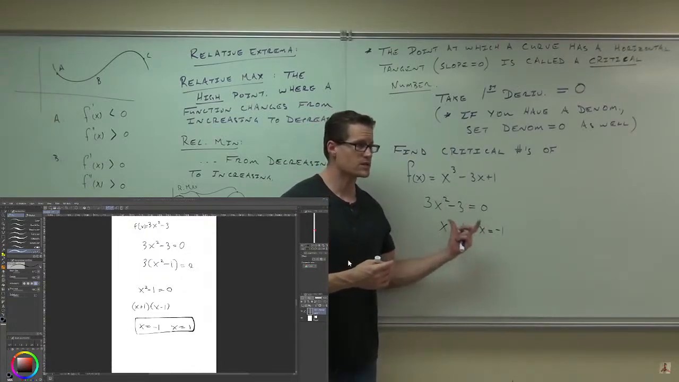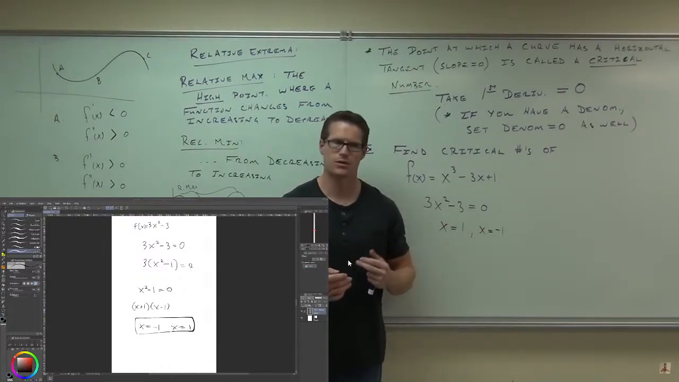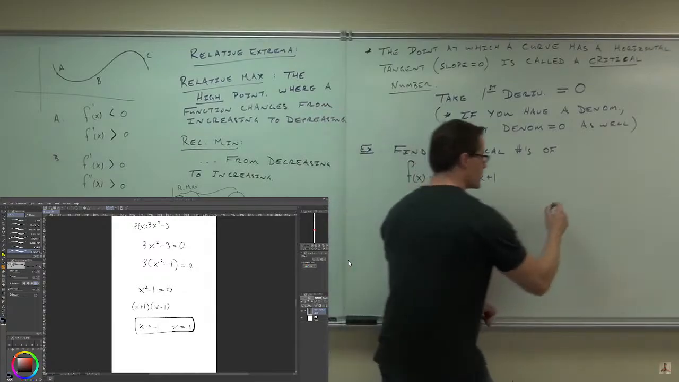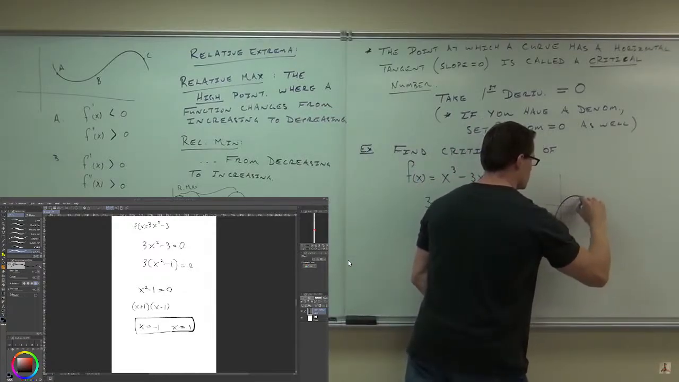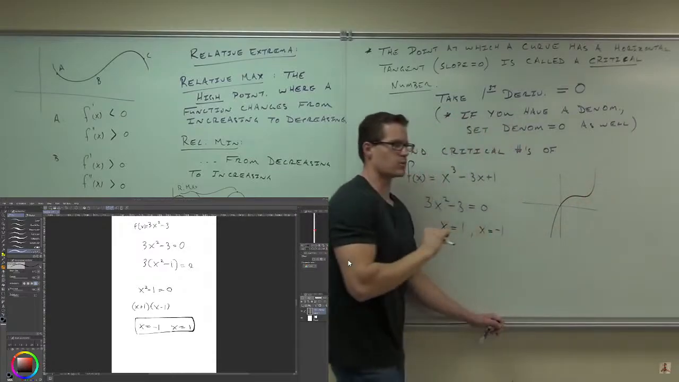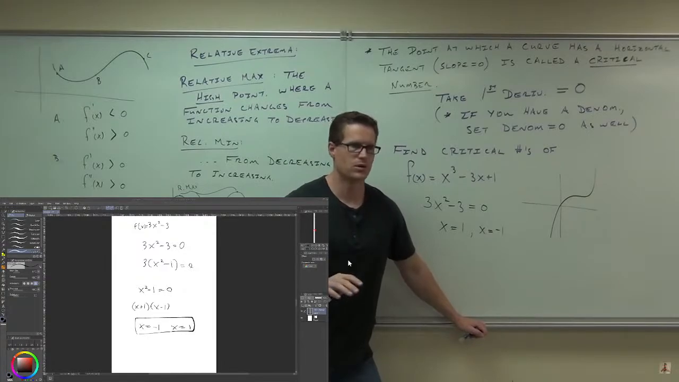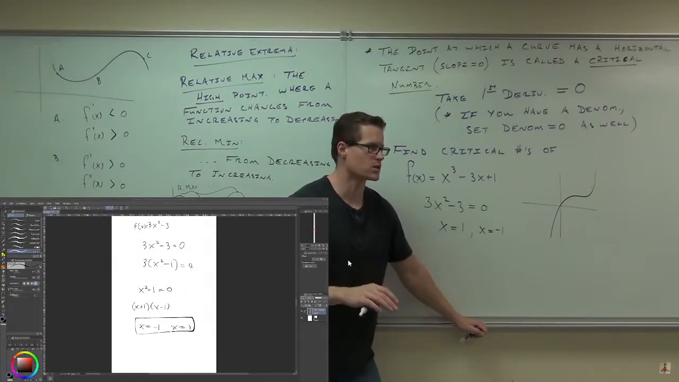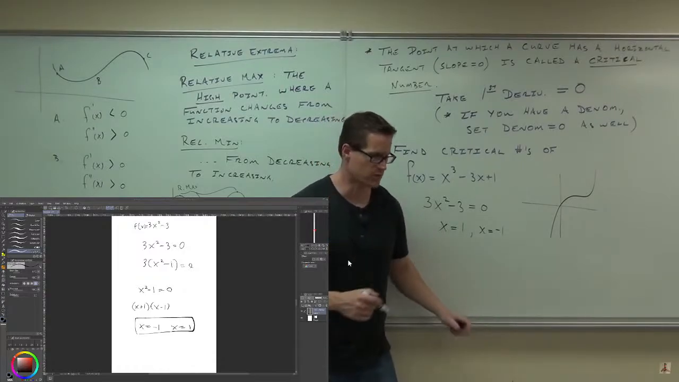Are these always giving you relative max and relative min? The answer is no. No, they're not. I've given you one example of that already. This right here is going to show up as a critical number. Is it automatically a relative max or relative min? No. So there's some cases where it's not. Okay, so you really do have to check on those. I'll show you how to check on them later, but they're not automatically relative max or relative min.